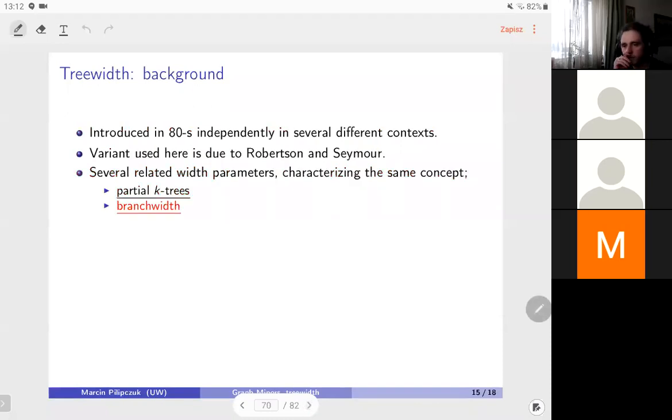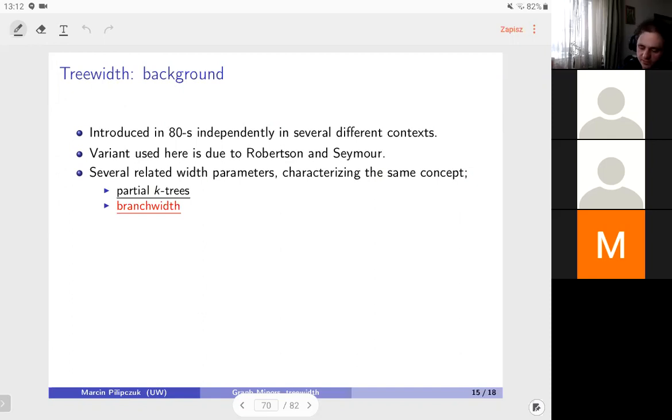There were a bunch of different definitions, like partial k-trees, branch tree, and a few others. In a few different concepts in logic, in some database theory, and in graph theory and algorithms, people defined something which was treewidth or mutated treewidth or something very similar to treewidth. The definition I showed you was the definition by Robertson and Seymour from the Graph Minors series, and this is the one that turned out in the end to be the established one.